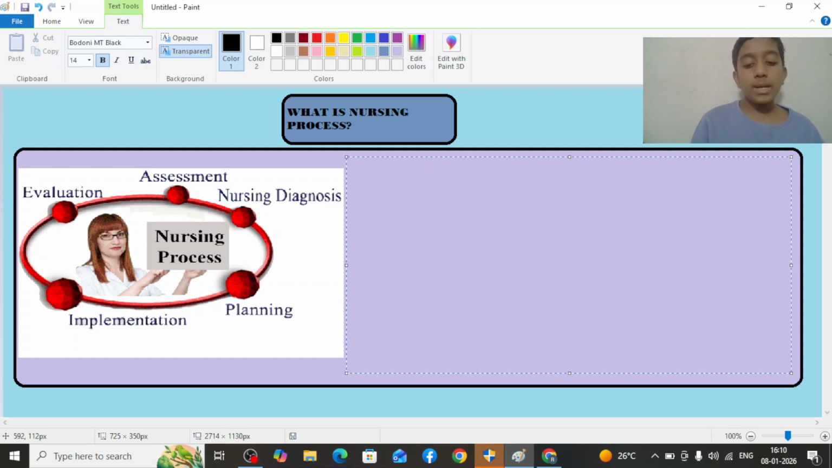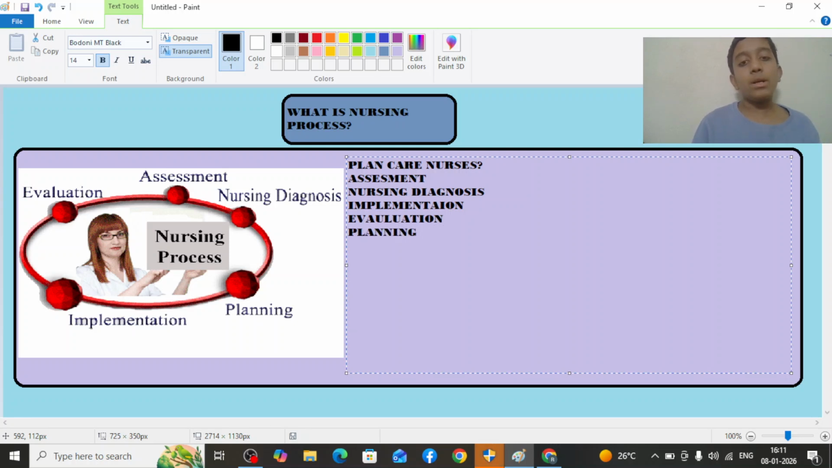Now, what are the planned cares of the nurses? The planned cares of the nurses are assessment, nursing diagnosis, implementation, evaluation, planning. So these are all the things which nurses do in giving care to the patient.